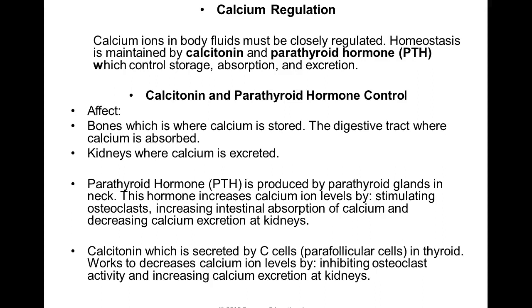Parathyroid hormone is produced by the parathyroid gland, which is found on the posterior aspect of the thyroid gland. And the thyroid gland is about at your Adam's apple-ish, you know, right on your thyroid cartilage. Calcitonin is secreted by the C cells in the thyroid, and works to decrease calcium ions, whereas parathyroid hormone works to increase calcium ions.